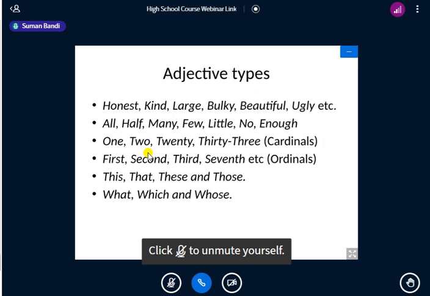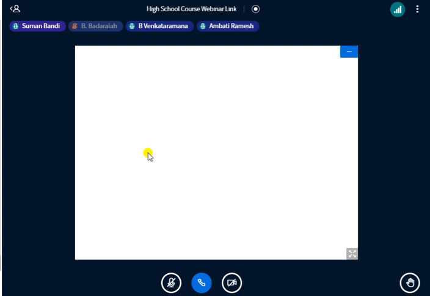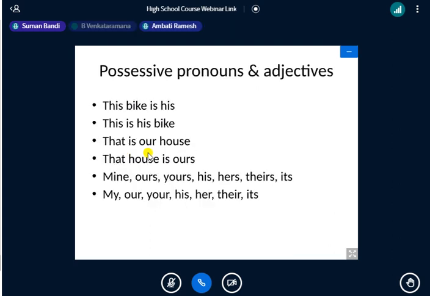Okay. Next one. This, that, these, those. Demonstrative adjectives. Whether you noticed or not, we have talked about demonstratives in pronouns, and we have talked about demonstratives in adjectives also. Just like possessives, demonstratives can have both these functions. Only by looking at an example, you can see. For example, look here. This bike is his.